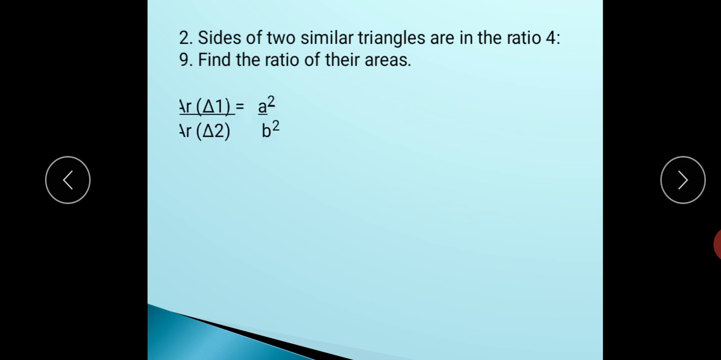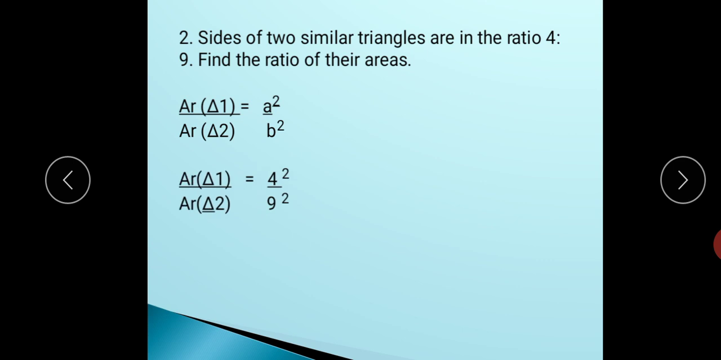Let's go to the basics. Don't try to solve this mentally. Area of triangle 1 upon area of triangle 2 is equal to a square upon b square. And what is given to us? The ratio of the sides is 4:9. So 4 square upon 9 square. So the ratio of the areas will be 16 upon 81.